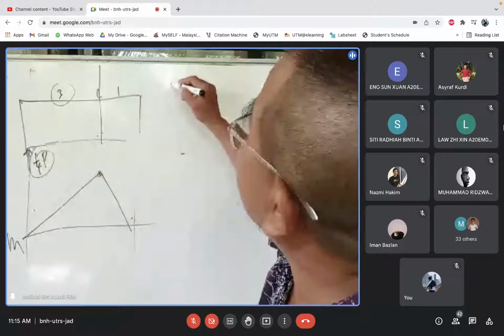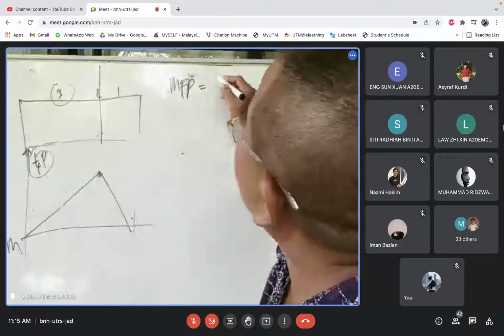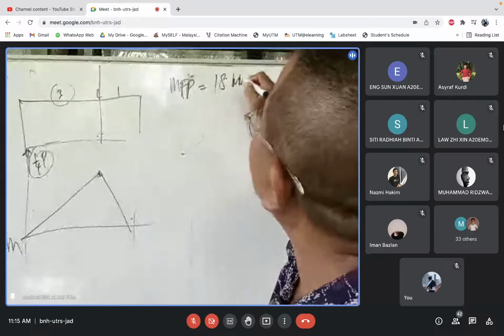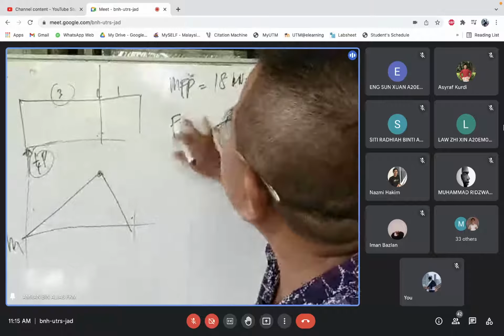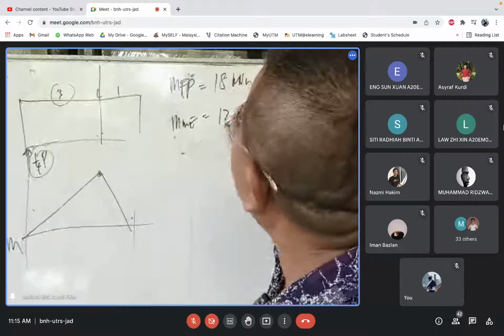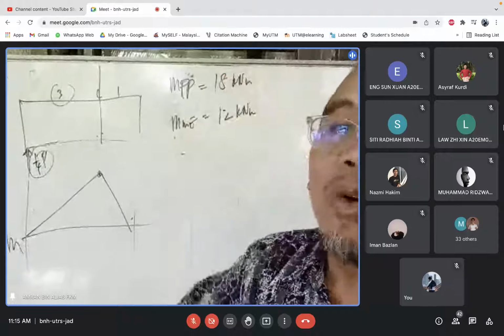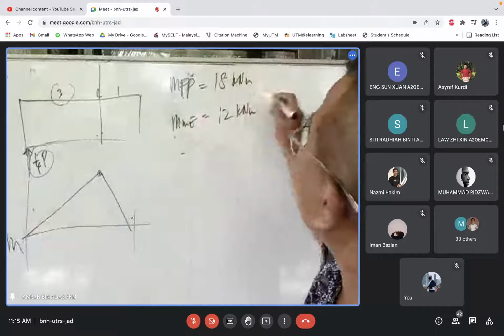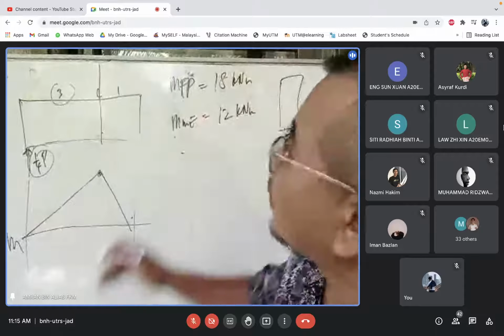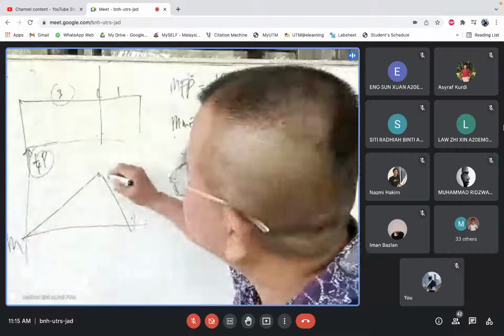Let's say my fully plastic moment is 18 kilonewton meter. The maximum elastic moment is 12 kilonewton meter. So 1.5 times 12 is 18. So no problem, just nice, with the size that we got that value. Now comes the question.